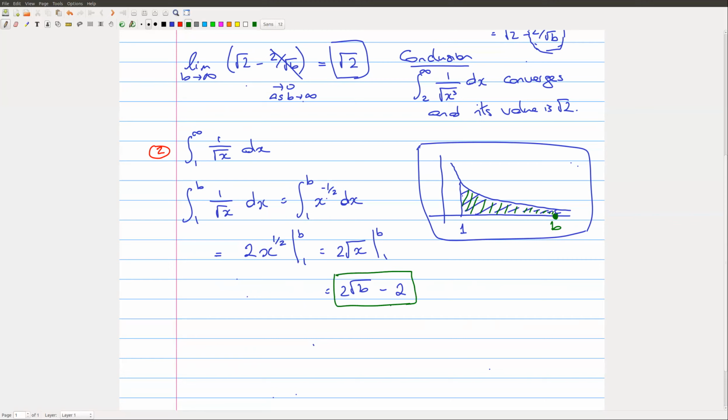To figure out what happens when we take the integral all the way along the entire positive real axis, we have to take a limit of this expression as b goes to infinity. Ask ourselves what happens to that when b goes to infinity. Well, this time we've got a square root of b, not in a denominator, but in a numerator. It's just 2 times the square root of b. And certainly the square root of b goes to infinity when b goes to infinity. So this expression just increases without bound as b goes to infinity. So we could note, for example, that 2 root b minus 2 goes to infinity as b goes to infinity. The limit does not exist.